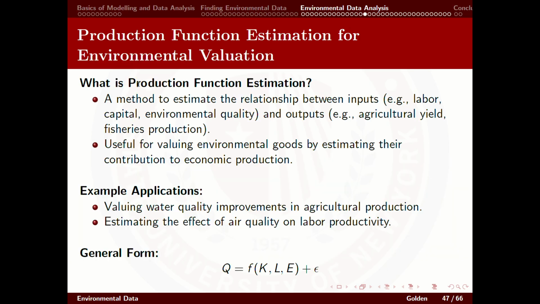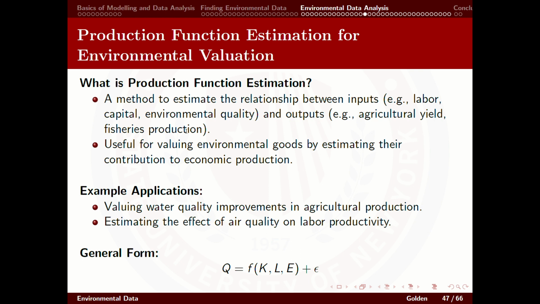So another type of estimation we talked about in the class is production function estimation. So what's production function estimation? It's a method to estimate the relationship between inputs, labor, capital, environmental quality, and outputs, agricultural yield, and fishery production, or just production of the economy in general.